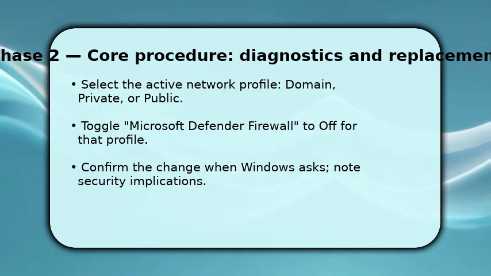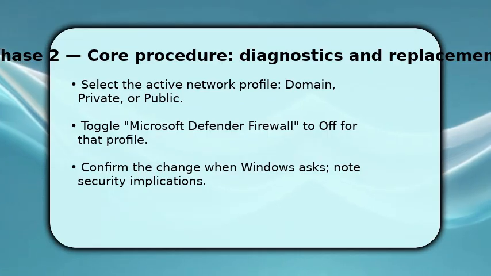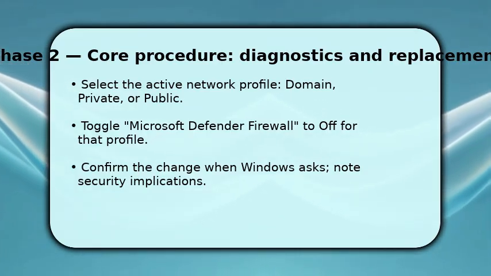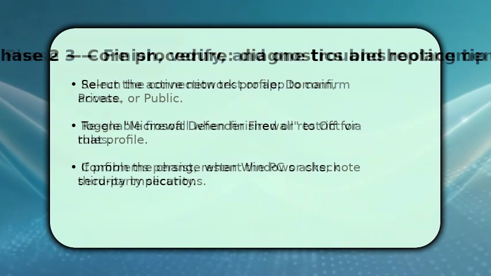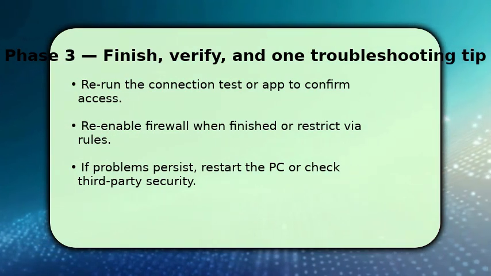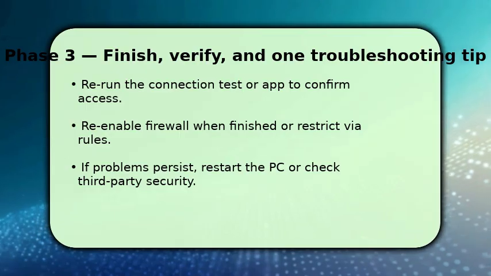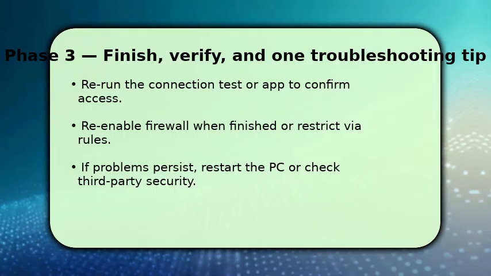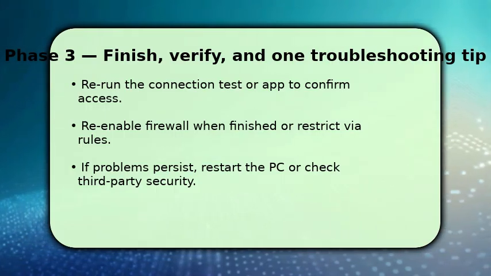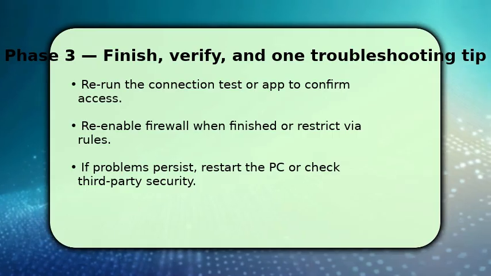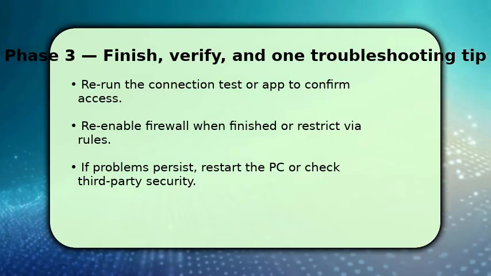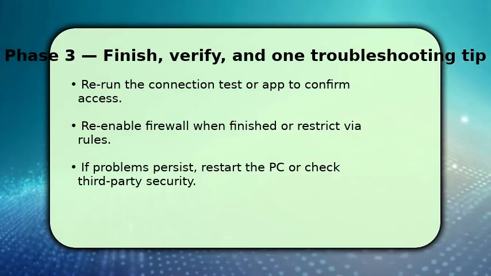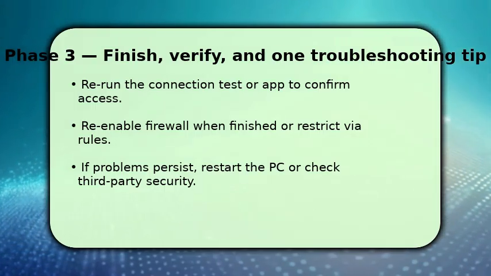Approve it. After disabling, test your specific app or connection to verify the change took effect and record which profile you modified. Complete the process by retesting the app or service that required the firewall off. Make sure the functionality you needed now works. When finished, re-enable the firewall or instead create specific inbound/outbound rules to allow only required traffic. This preserves protection.